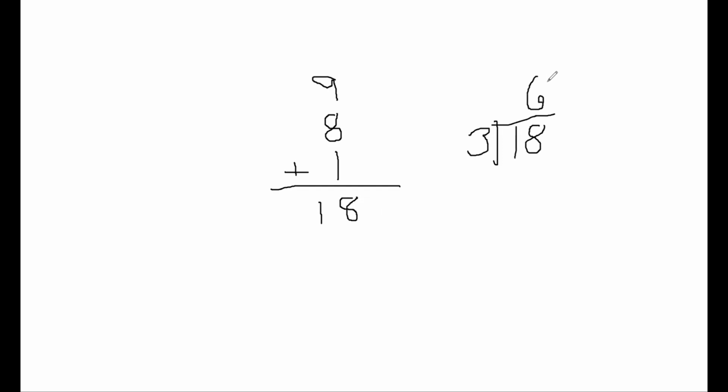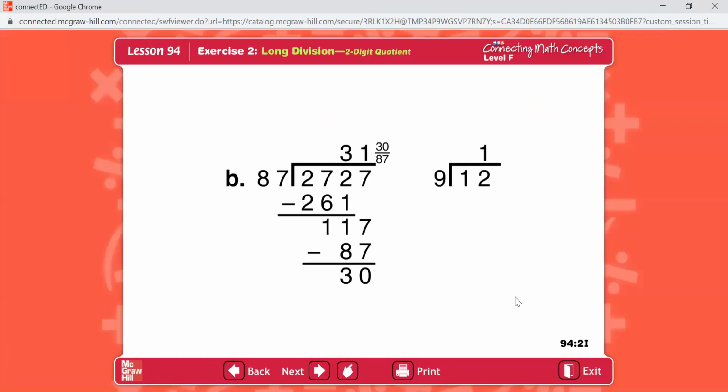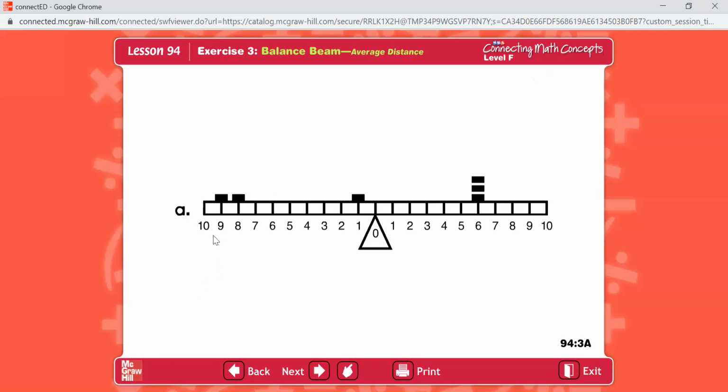So where are we going to place 3 weights on the right-hand side of the beam? We're going to place it on the 6 because that is our average. Just like so. 9, 8, and 1, our average here is 6, right here. So on the right-hand side, we're going to place 3 weights as well, but only on the 6, our average number. Now problem B.